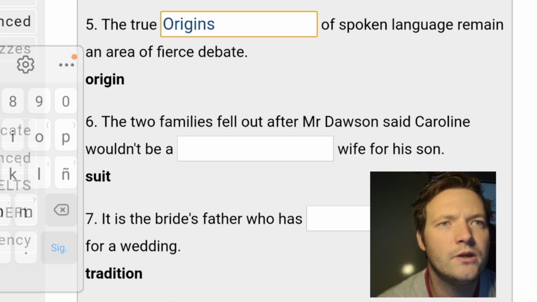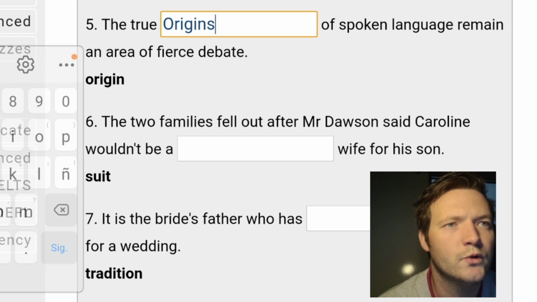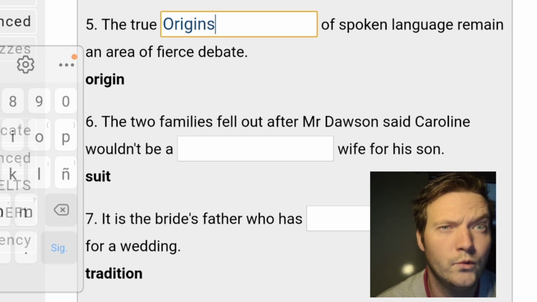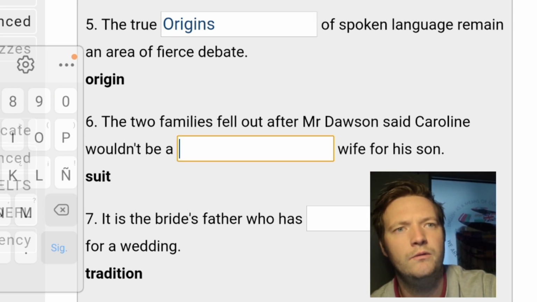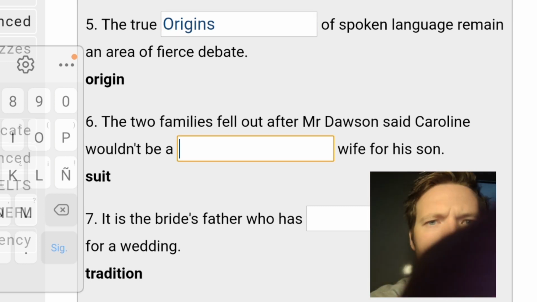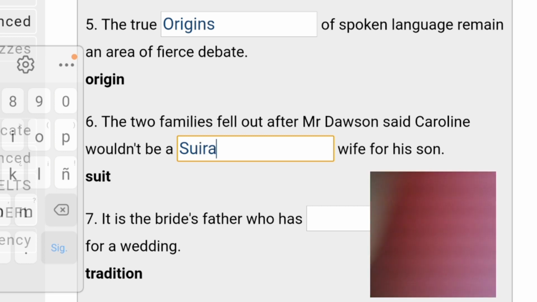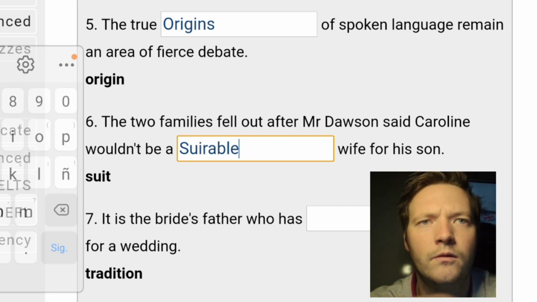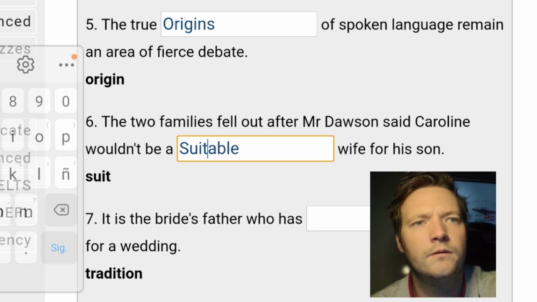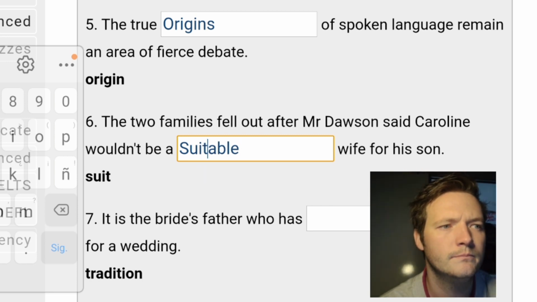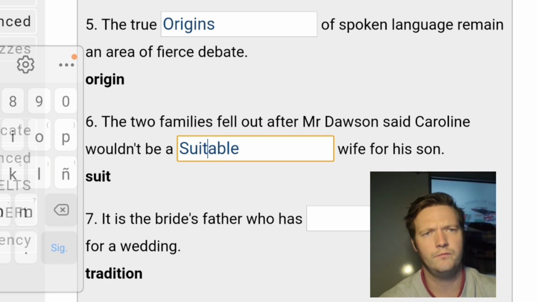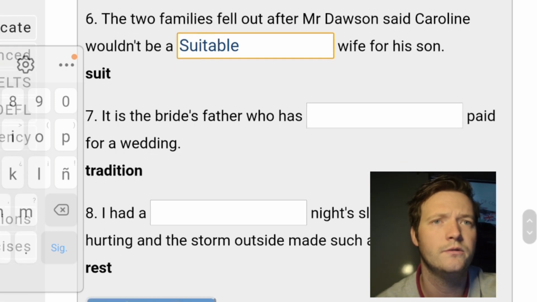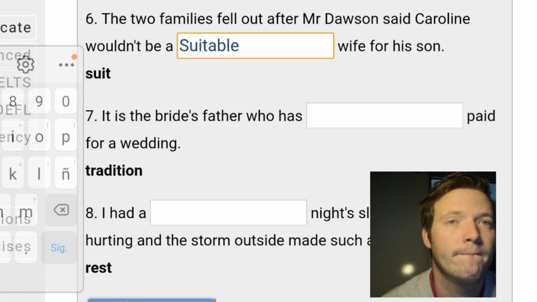The two families fell out after Mr. Dawson said Caroline wouldn't be a suitable wife for his son. Yeah, again, this is a word that seems to come up rather a lot at all levels. A suitable wife for his son. She wouldn't be an adequate wife, an appropriate wife for his son. Suitable. She wouldn't be a good match.